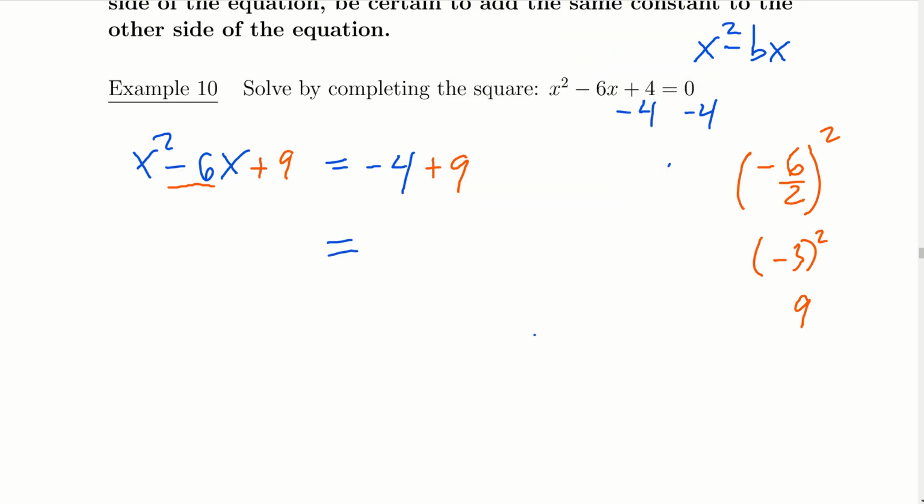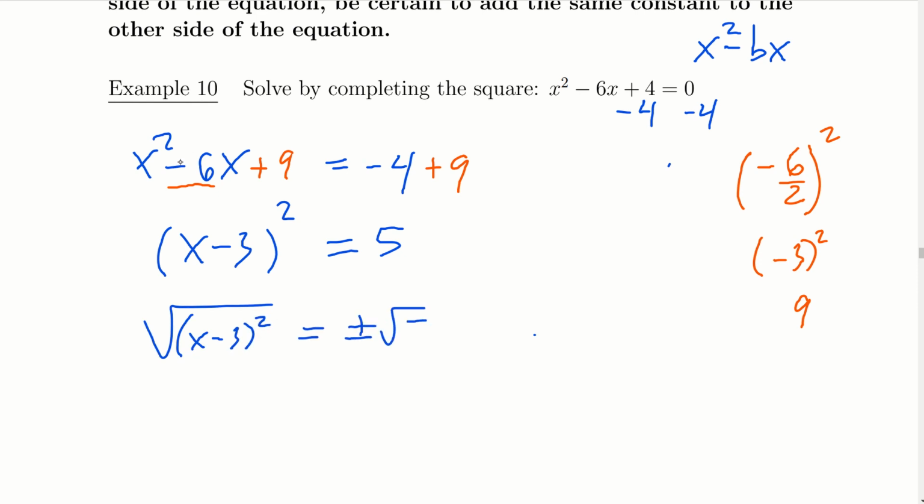The arithmetic on the left-hand side, negative 5 plus 9, is simply going to give us positive 5. Negative 4 plus 9 is positive 5. And on the left-hand side, this will factor as a perfect square. This will factor as x minus 3 quantity squared. And now, because we completed the square, we can use the square root property. We have a perfect square quantity equal to a number, so we can finish it off by taking the square root of both sides.